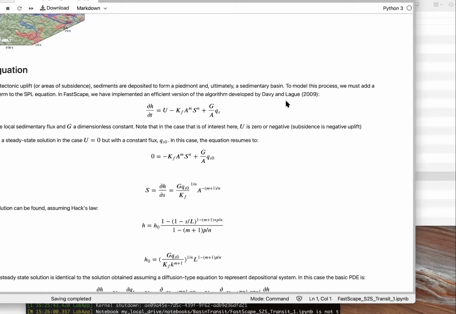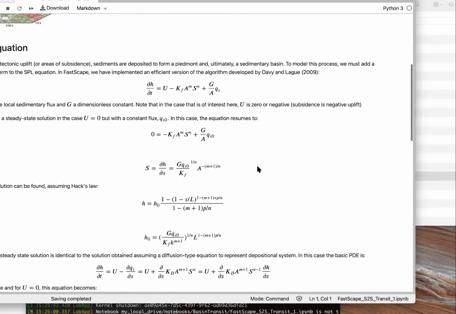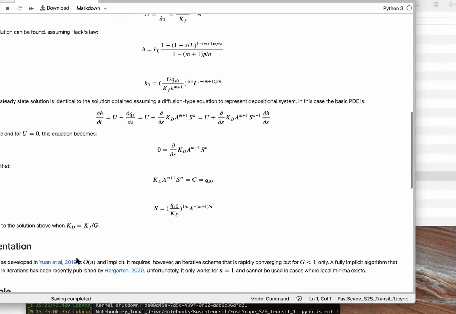Okay, and with all the equations in this paper by Davy and Lague, and with Xiaoping Yuan, postdoc in my section, we have actually developed a method to solve this equation again in order n and fully implicit, which means very, very efficiently. So you will notice when we put the sediment in FastScape, it starts to slow down a bit, but it's still super fast. Okay, there's a bit of extra computation needed, but it's fast.